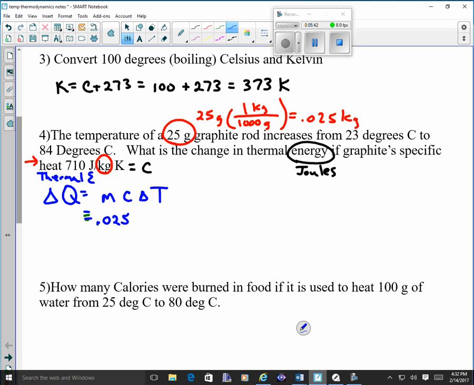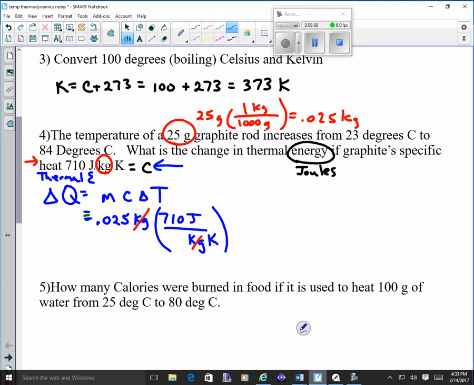0.025 kilograms. Then I'm going to bring down my specific heat, which they gave me right here in the problem. That C is specific heat of 710, and it says joules per kilogram K. It's kilogram degree Kelvin. So these kilograms are now going to cancel out. Now the next thing I got to figure out is the temperature here.